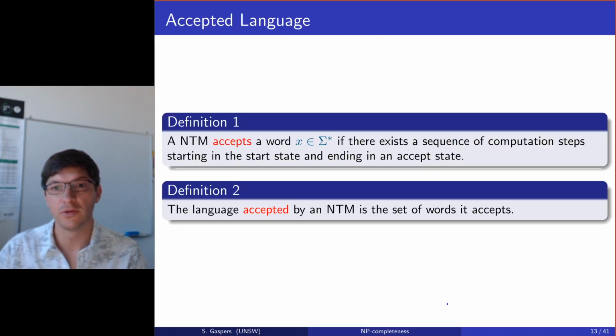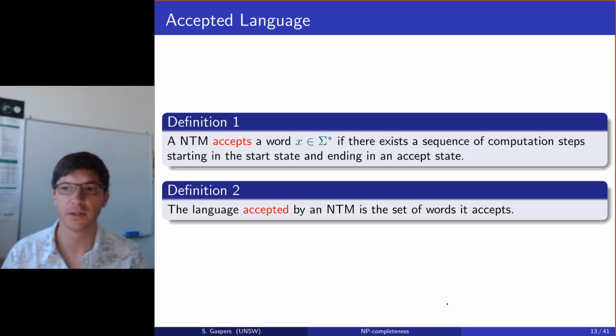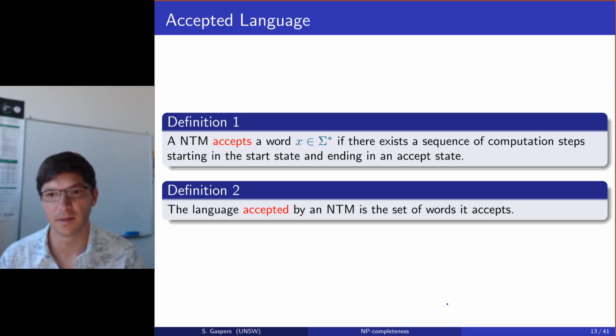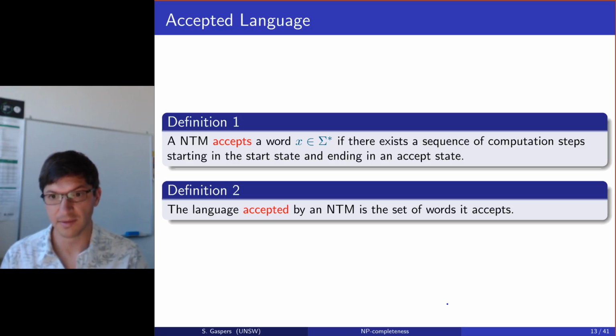So we will say that a non-deterministic Turing machine accepts a word x if there exists a sequence of computation steps starting in the start state and ending in an accept state. And the language accepted by a non-deterministic Turing machine is the set of words it accepts. Since deterministic Turing machines are special cases of this, these definitions can be easily extended to deterministic Turing machines.